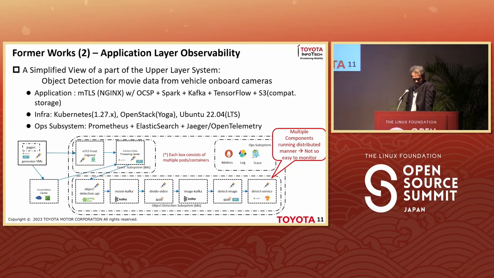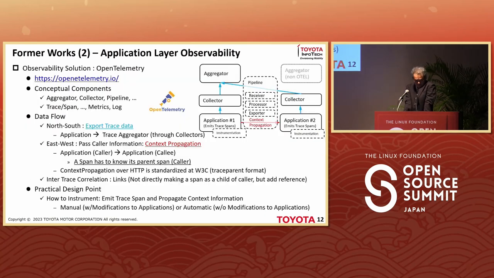Here, please note that this is just a functional box. In the actual deployment, there are multiple Kubernetes pods, and even in one pod there are normally multiple containers. In addition, they are running in a distributed manner across multiple availability zones. And the point is, even for this simple service, monitoring is not always easy. So what is the resolution? Distributed tracing.